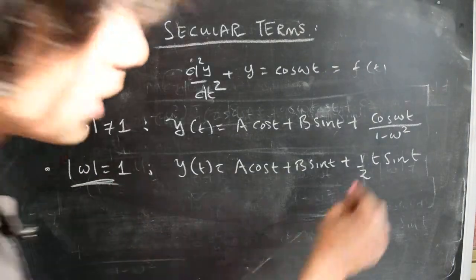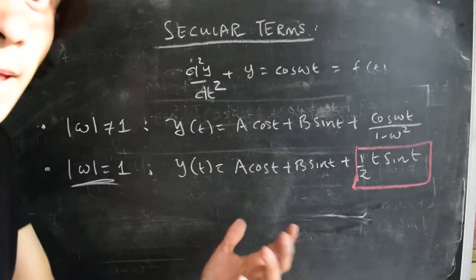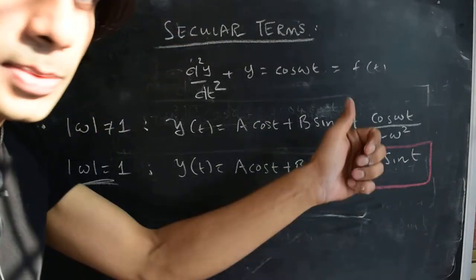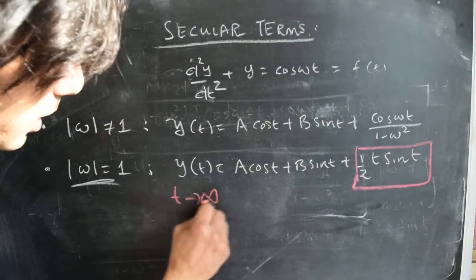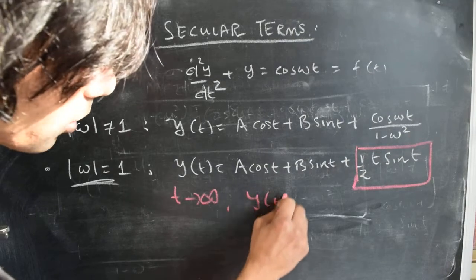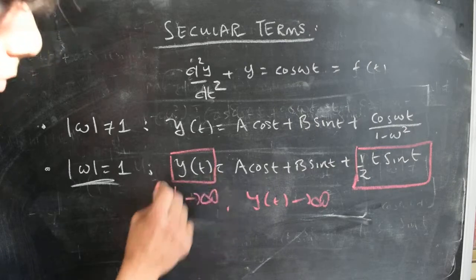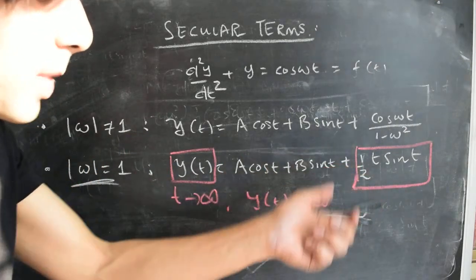And notice what's happening to this term. Now, time again is not bounded. So as time keeps increasing, this term keeps increasing in magnitude. And in the limit that t approaches infinity, y of t also approaches infinity. So the amplitude of the oscillations of the system become unbounded. They grow unboundedly with time.